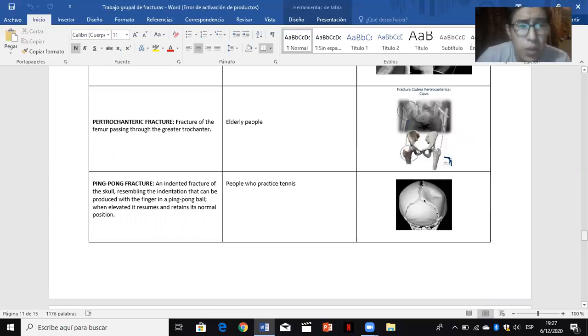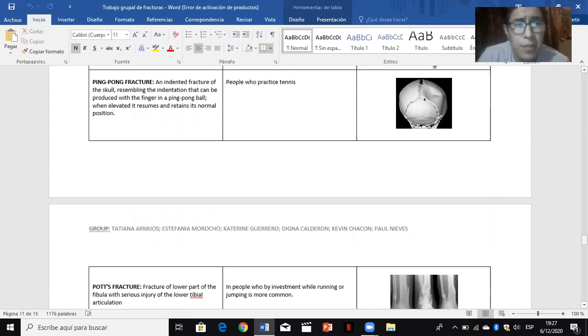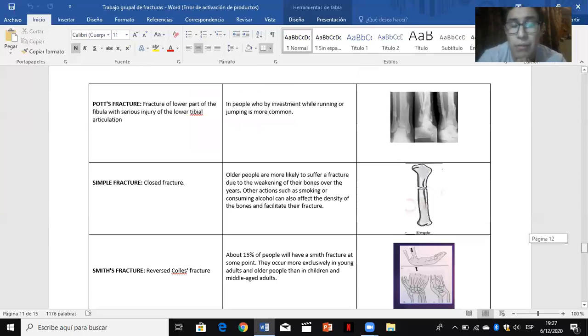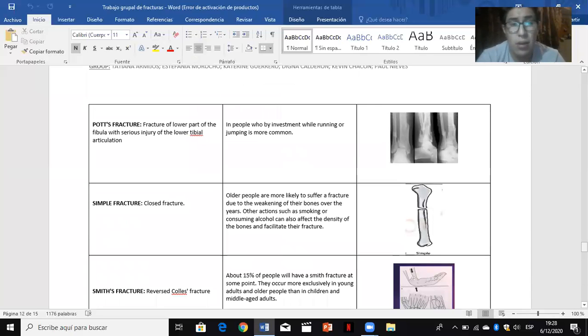Pertrochanteric fracture: fracture of the femur passing through the greater trochanter. People at risk: elderly people or persons who drive a motorcycle. Ping pong fracture: an indented fracture of the skull, like the indentation that can be produced with the finger on a ping pong ball. People at risk: people who practice tennis, football, or basketball.